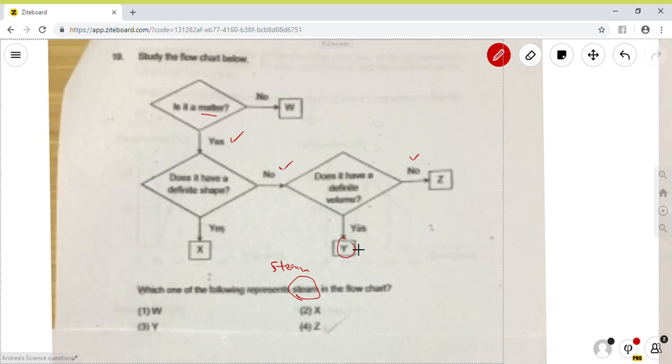Did you choose Y? No, she chose Z. Wait, let me see the answer. Steam is liquid, right? Yes, because it's condensed. Water vapor condenses to become steam, water droplets. So you can see the steam is because it has condensed. Water vapor is gas. So condensed becomes steam means this is liquid.